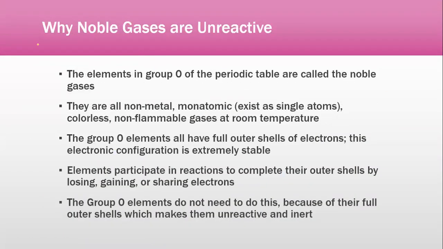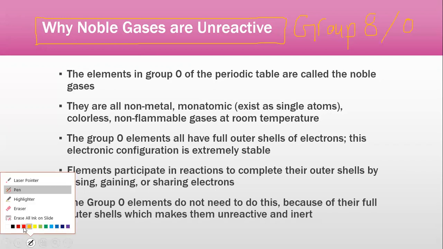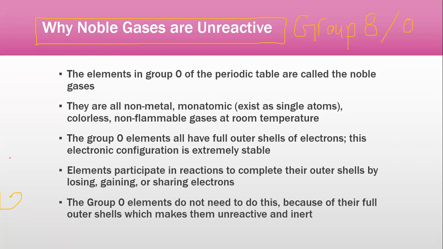Next हमारे पास एक चीज आती है that why noble gases are unreactive. Noble gases कौन सी हैं? The ones which are known as group 8 or group 0. The word noble, जी term है noble gases की, इसका क्या मतलब होता है? Noble means inert, unreactive, noble, alone, ठीक है. The elements in group 0 or group 8 of the periodic table are called the noble gases, जिसके अंदर argon, krypton, neon ये सारी आती हैं. They are all non-metals and monatomic.